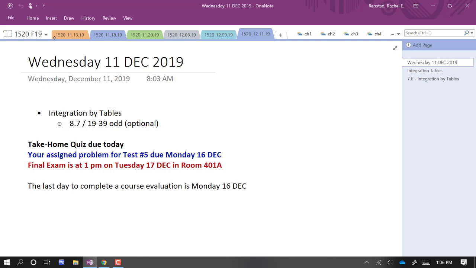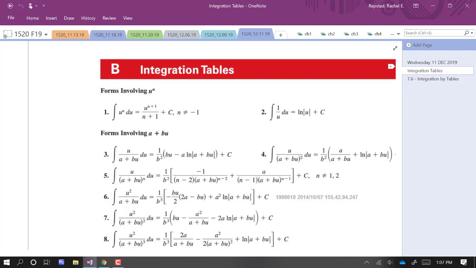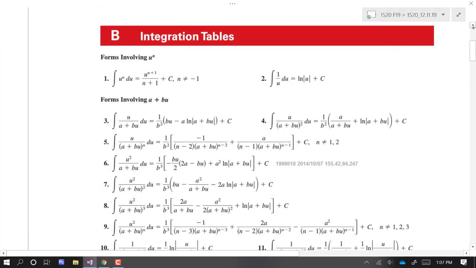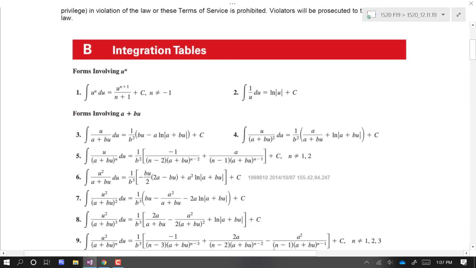Okay, so I just went around and handed out this thing that says integration tables. Now this is an appendix in our textbook. You have them in the book, but I just didn't want to have to mess around with a book that weighs like 20 pounds. So these are the pages that appear, and they're just a bunch of integration formulas.